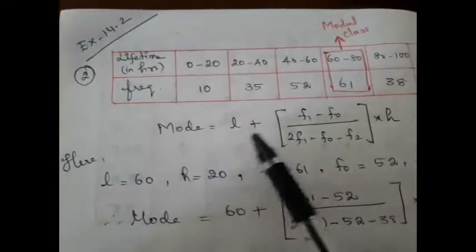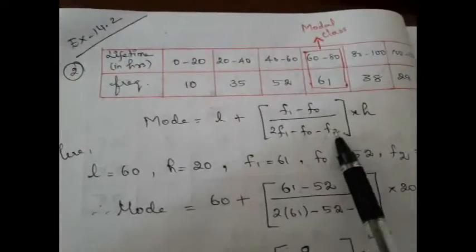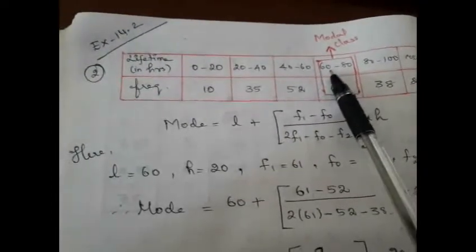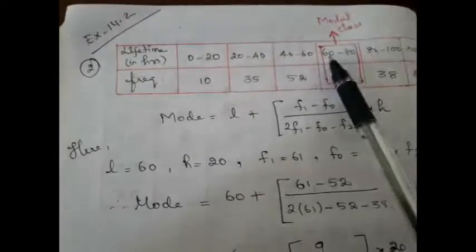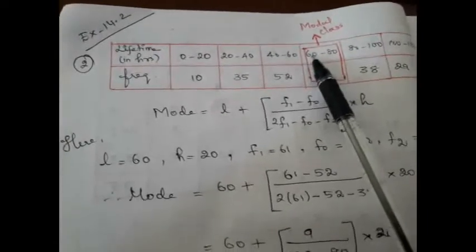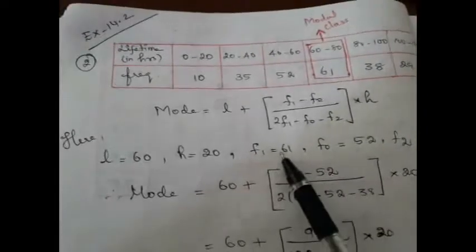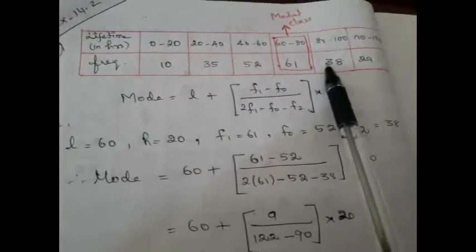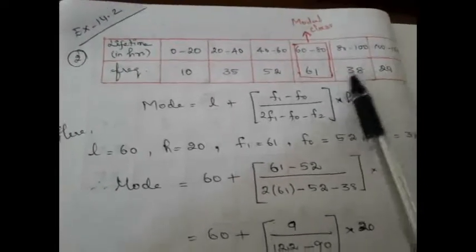Once we identify our modal class, we can identify the remaining required terms of the formula. What is our formula? L plus (F1 minus F0) divided by (2F1 minus F0 minus F2) into H. What is your L? Lower limit of the modal class, which is 60. H is the class size, which is going to be 20, right? The difference between upper limit and lower limit is 20. That is called the class size. And F1 is the frequency of the modal class, so it is 61. F0 is the frequency preceding the modal class, which is 52. And F2 is the frequency of the class succeeding the modal class, which is 38.